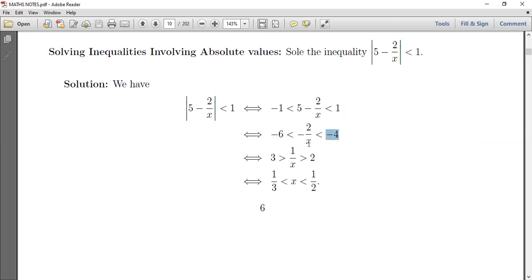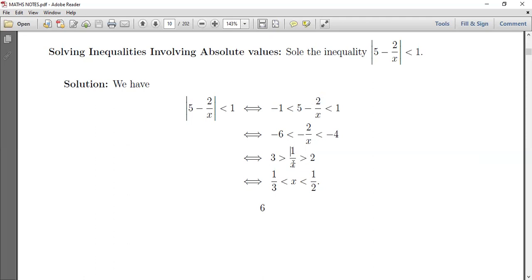Then we have to multiply by a negative both sides, or you can just divide by minus 2. If I divide by minus 2, my inequality sign has to change. So if I divide by minus 2 here, I get 3. If I divide by minus 2 here, I get 2. Then the inequality sign we have to change. Remember the properties of negative numbers that we discussed.